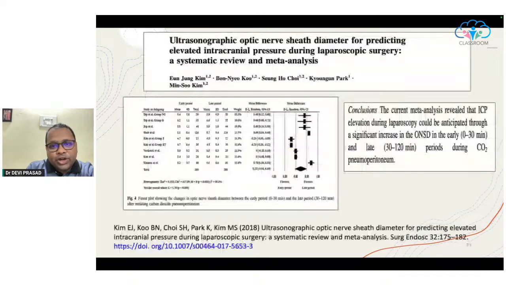Then we come to the pneumoperitoneum. This was a systematic review and meta-analysis in which they used the optic nerve sheath diameter for predicting elevated intracranial pressures during laparoscopic surgeries, measured in the early period and in the late period. Early period meant less than 30 minutes, and late period beyond 30 minutes. They revealed that ICP elevation during laparoscopy could be anticipated through a significant increase in ONSD in the early and the late periods during CO2 pneumoperitoneum.